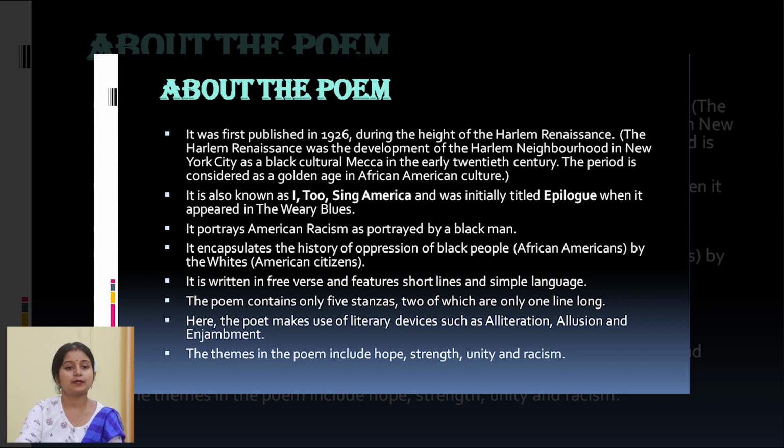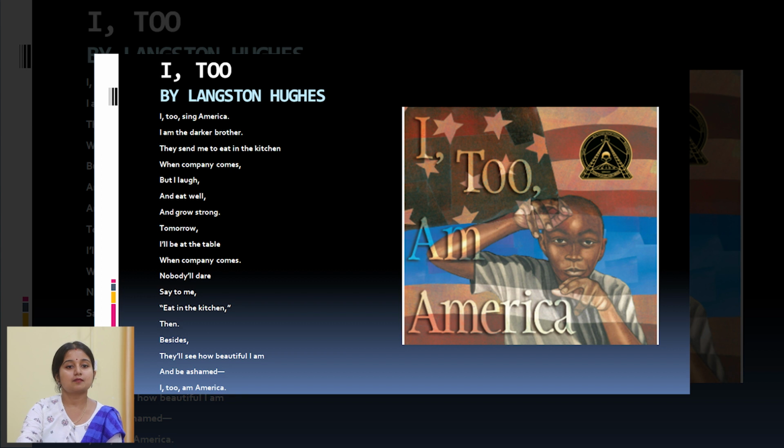Now coming to the poem, it starts with the poet saying, "I, too, sing America." Through this line, he wants to portray that he too is an American. He too is a part of America. "I am the darker brother." That means he is considering America to be a family and he is considering himself to be the darker member of the family. Therefore, he is calling himself the darker brother.